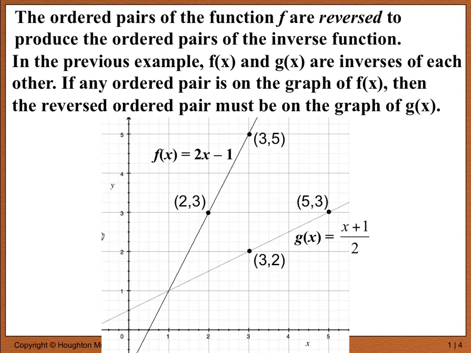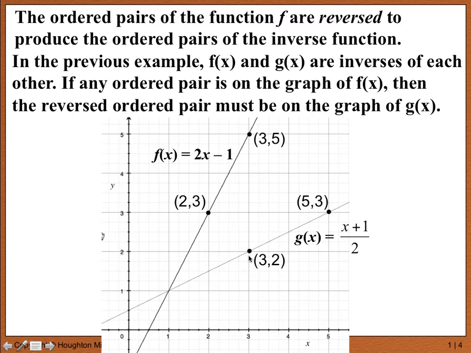On this graph we see two functions, and those two functions are the functions from the last screen. f of x equals 2x minus 1, g of x equals (x plus 1) over 2, and as we saw on the last screen, f of x and g of x are inverses of each other. And so now we're just going to examine a property of inverses that we can see with these ordered pairs that I labeled here. Okay, so here's one ordered pair, (3, 2).